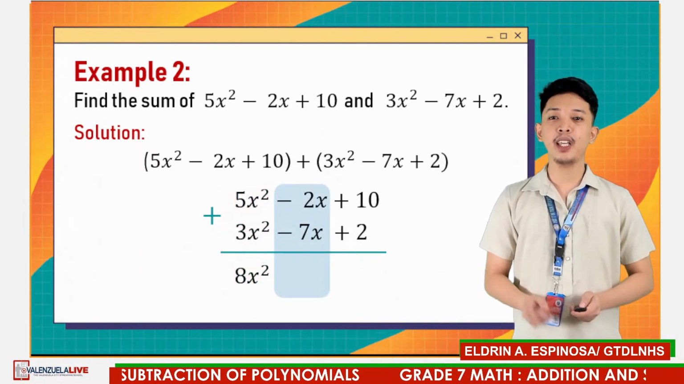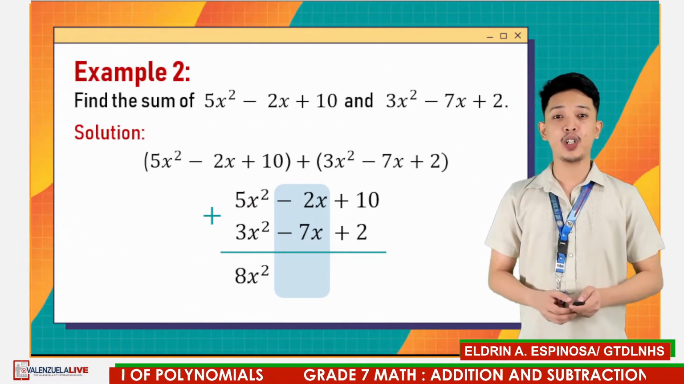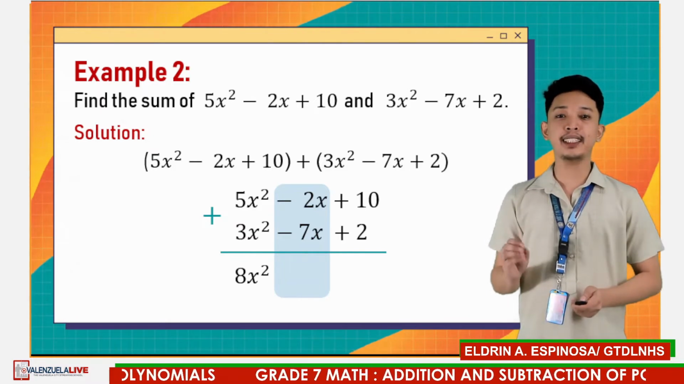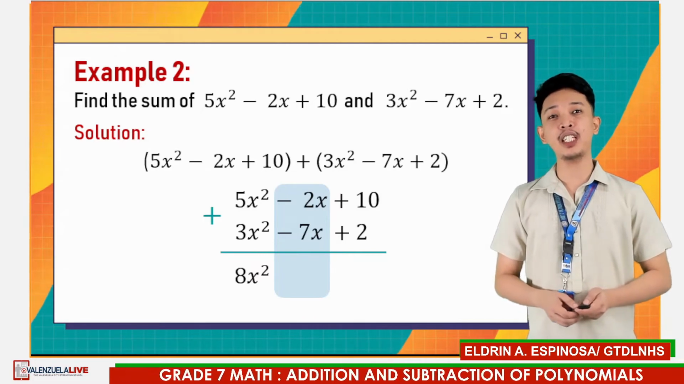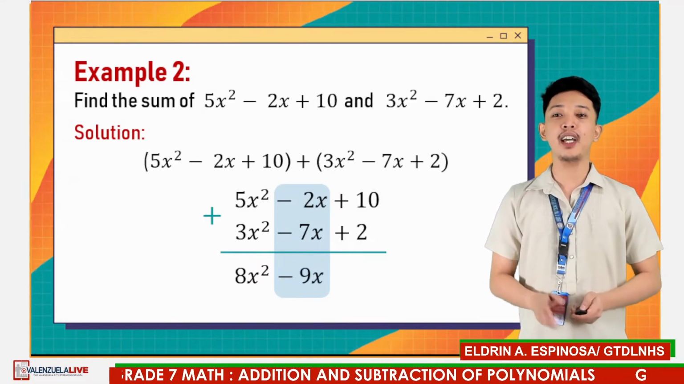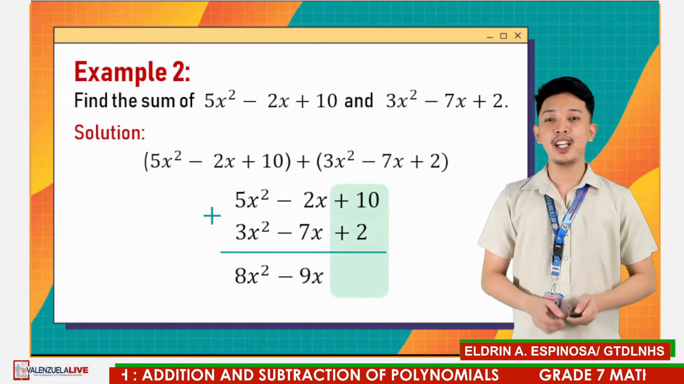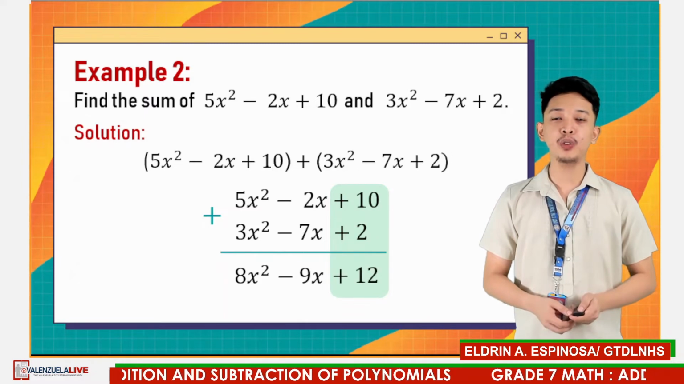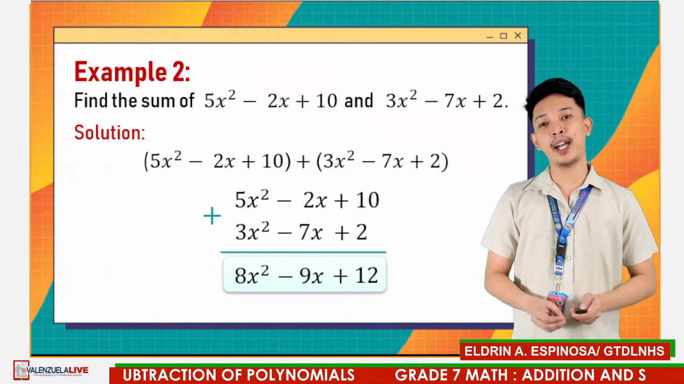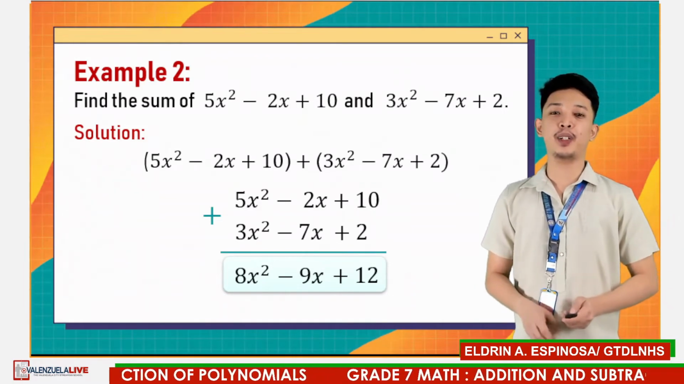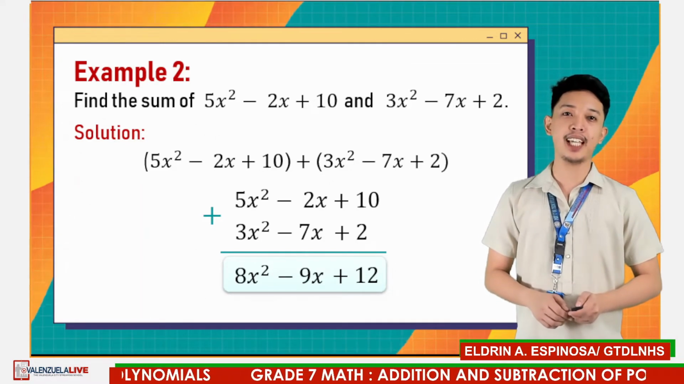Next, negative 2x plus negative 7x. Add the numerical coefficients, negative 2 plus negative 7 is negative 9. Then copy the same literal coefficient, which is x, so we will have negative 9x. Lastly, 10 plus 2 is equal to 12. Thus, the sum of 5x squared minus 2x plus 10 and 3x squared minus 7x plus 2 is 8x squared minus 9x plus 12.